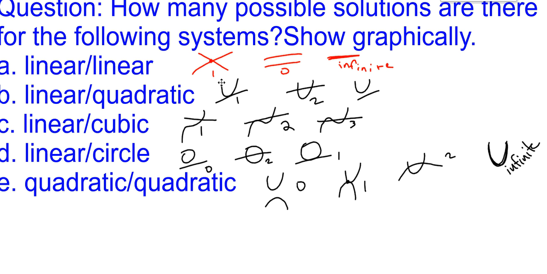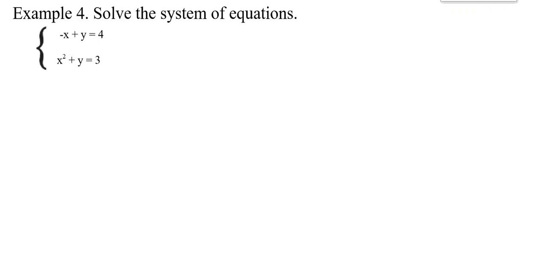So that's something to file away in the back of your mind, because we're used to linear, linear just being 1, 0, or infinite, and now we're looking at things that could have other options as well.